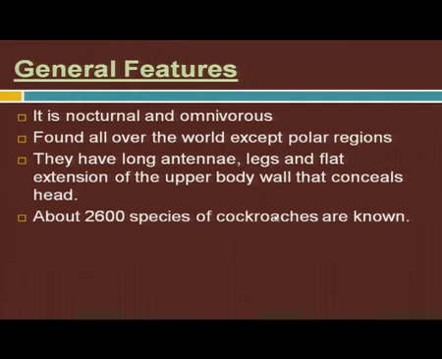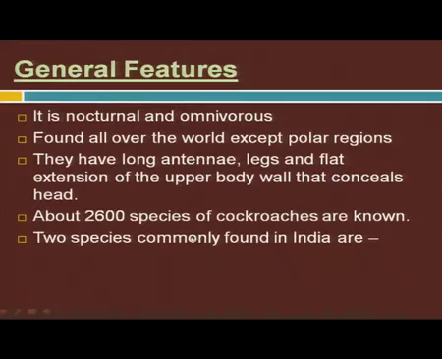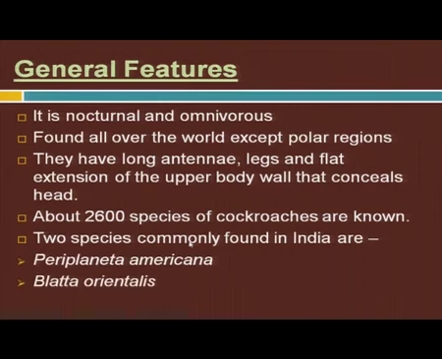Next, about 2600 species of cockroaches are known, and the cockroach is supposed to have arisen many years ago. It has a high adaptability, because of which it has survived many catastrophes. It is said to be older than even the dinosaurs. The 2 species which are commonly found in India are Periplaneta americana and Blatta orientalis. These are the 2 species of cockroach which are commonly found in India.